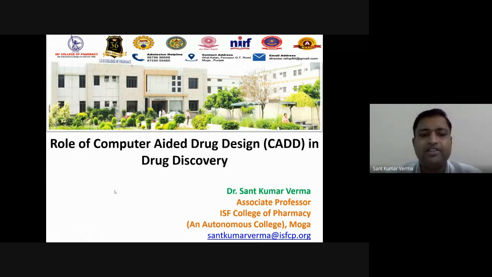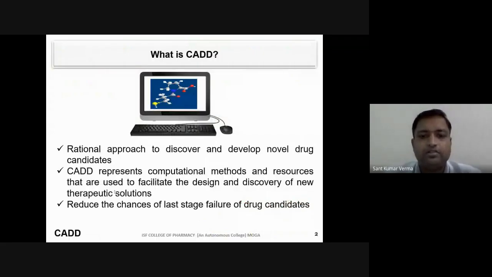Today, I will discuss the role of computer-aided drug design in drug discovery. Computer-aided drug design refers to the computational methods and resources that are used to facilitate the design and discovery of new therapeutic solutions or new molecules. It is a rational approach to discover and develop novel drug candidates. It reduces the chance of last stage failure of the drug candidates.